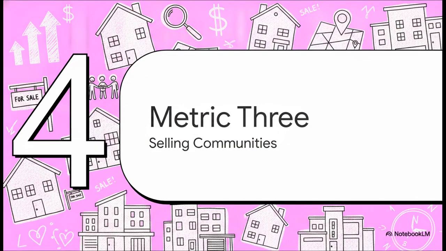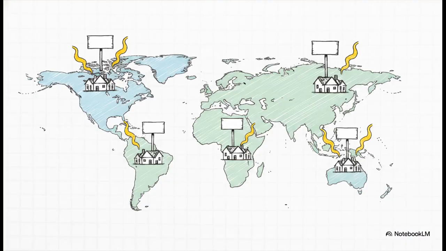All right, Section 4, Metric 3, selling communities, the sales footprint. Coded as IFHB000C, this quantitative metric tracks the number of communities actively generating sales. This is a big deal because it reveals the geographic and operational spread of your current revenue-generating assets. It basically gives stakeholders a clear map of your active footprint.